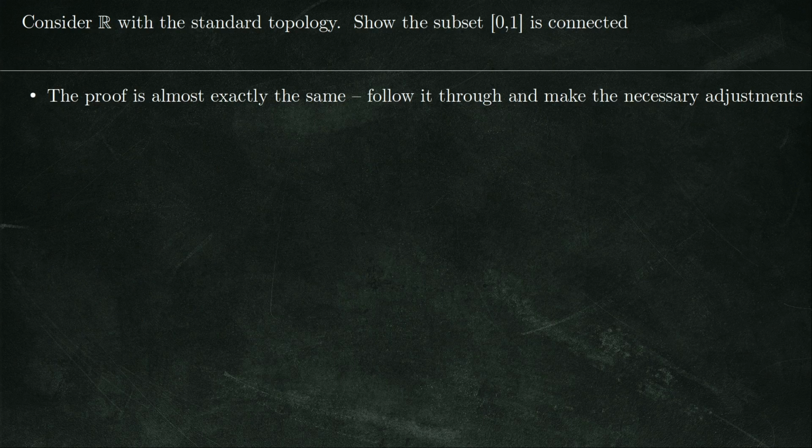Okay, for the next example, I'm going to say, show that the subset (0, 1) is connected. Now the proof here is almost exactly the same, so you can follow it through and make any of the necessary adjustments you need to. Although, considering this is quite difficult, it might be worth leaving until the end of the video when you've had a bit more time to practice and really understand these points.